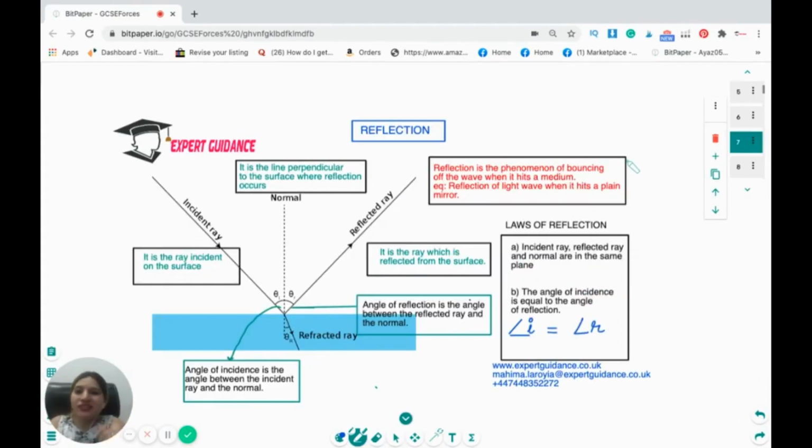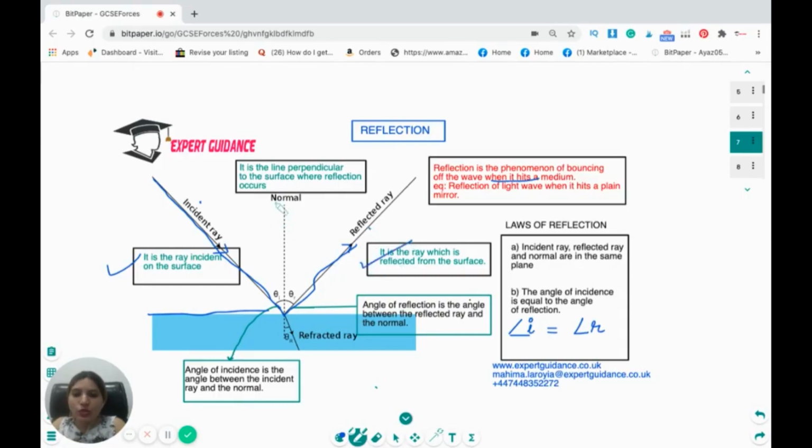Now let's move on to reflection. What is reflection? Reflection of light is the phenomenon of bouncing of the wave when it hits a medium. So let's suppose this is a mirror and this is the ray that is incident onto the surface of the plane mirror. So that's the incident ray. The incident ray is the ray incident on the surface. As soon as it hits the surface, it bounces back at the same angle with which it came. So this is the reflected ray. It is a ray which is reflected from the surface.